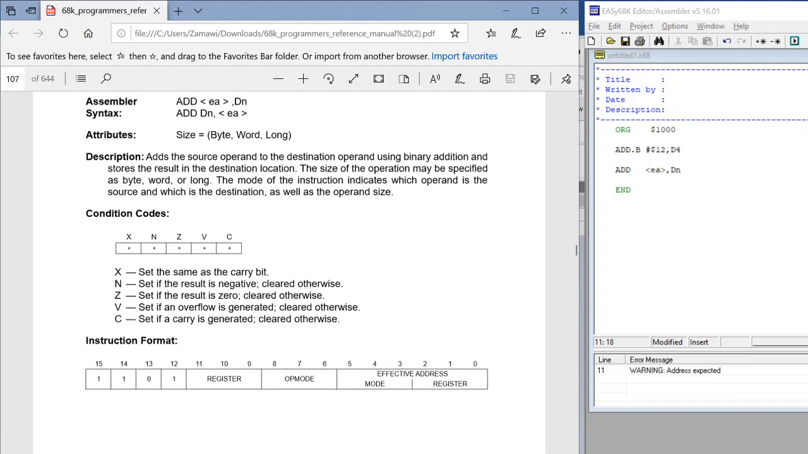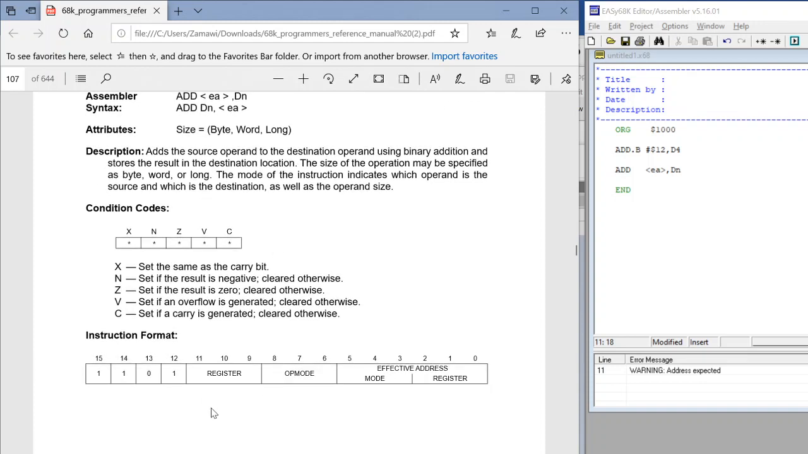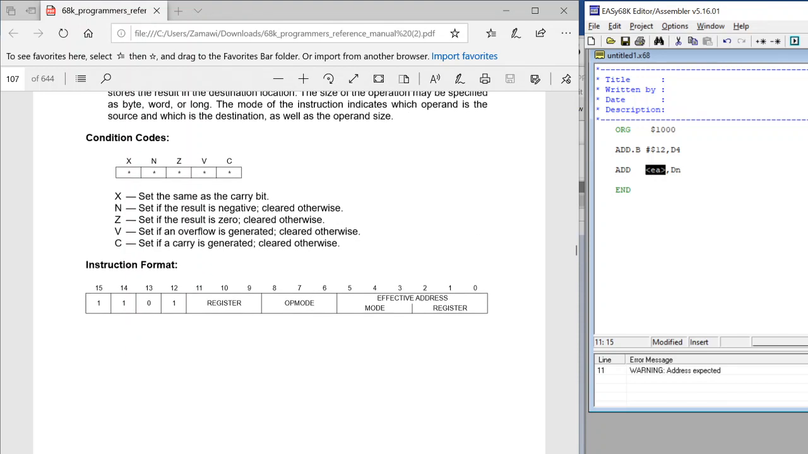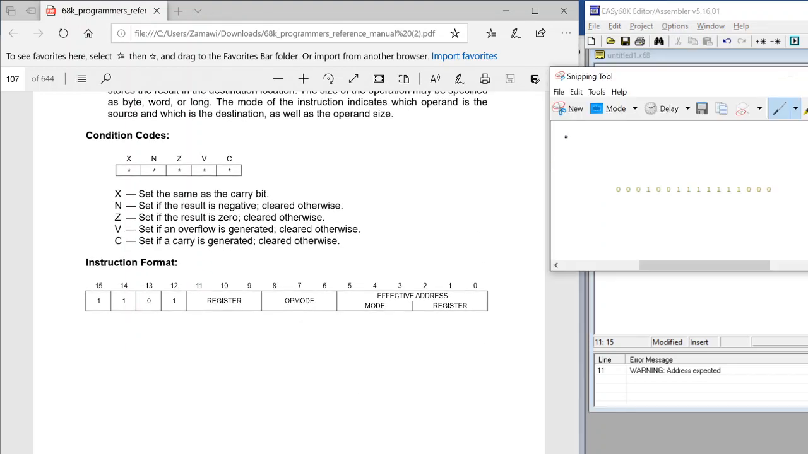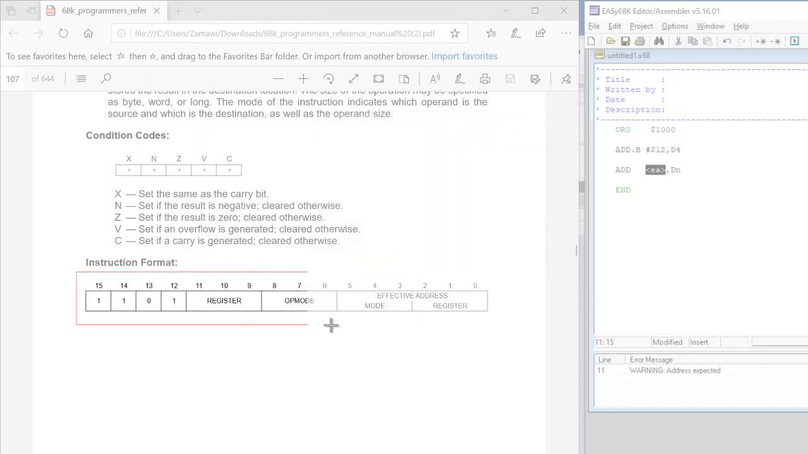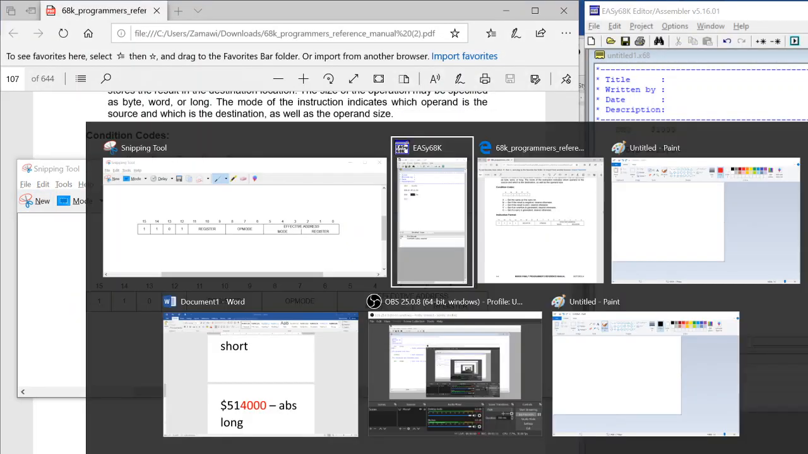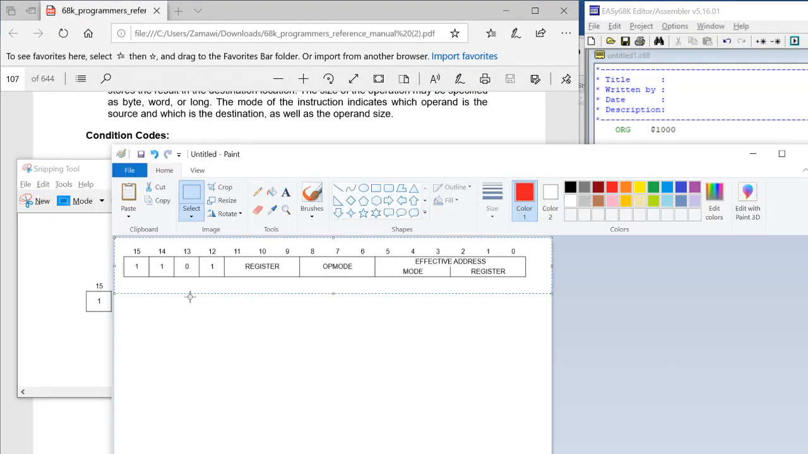Now look at the instruction format here, different from the rest. Just now we only had 2 permanent numbers. Now you have 4 permanent numbers. The rest you have to insert. You have the register, you have the op mode, you have the effective address. The effective address is this one. Okay, let's try to put up that one. This example. Put first.